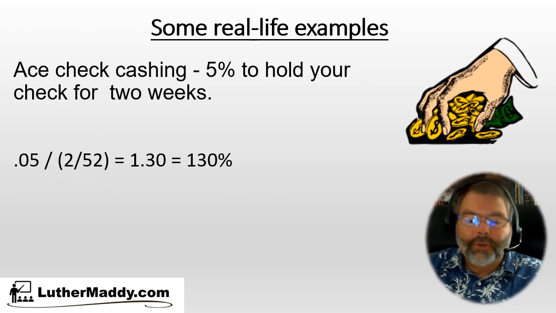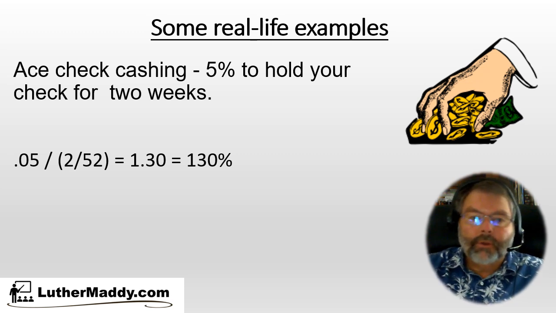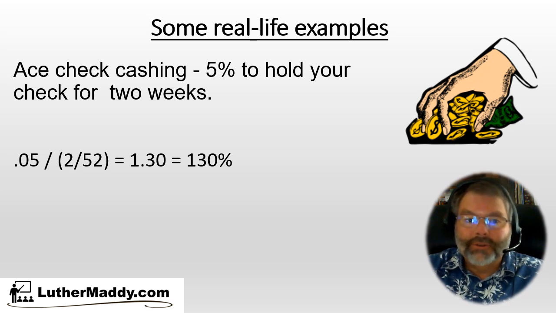Well, to solve the interest rate that the ACE check cashing company is charging us, we really don't use any of the formulas that we've looked at here, just kind of a variation. So we know in this case that they're charging us 5% for 2 weeks. Well, 2 weeks is only 2 52nds of a year. So we take 0.05 and we divide that by 2 divided by 52 equals 1.3. So they're being so nice and generous to hold our check for 2 weeks and only charge us 5%, but that comes out to an annual percentage rate of 130%.